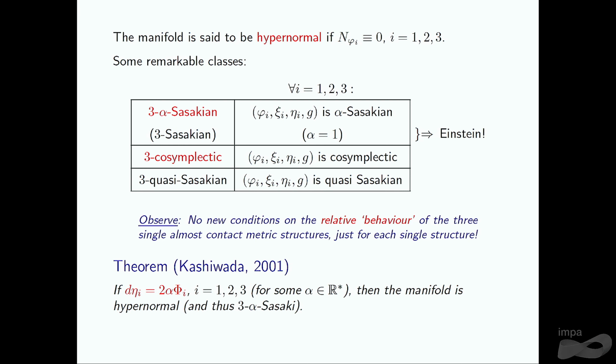Okay, a classical theorem of Kashiwara is that if these are actually contact manifolds, so if a free almost contact manifold satisfies d eta_i equals 2 alpha phi_i for all three almost contact structures, then the manifold is automatically hypernormal and therefore free alpha Sasaki. So there's kind of a huge leap from contact to free Sasaki, which is not the case if you're only looking at one such structure.